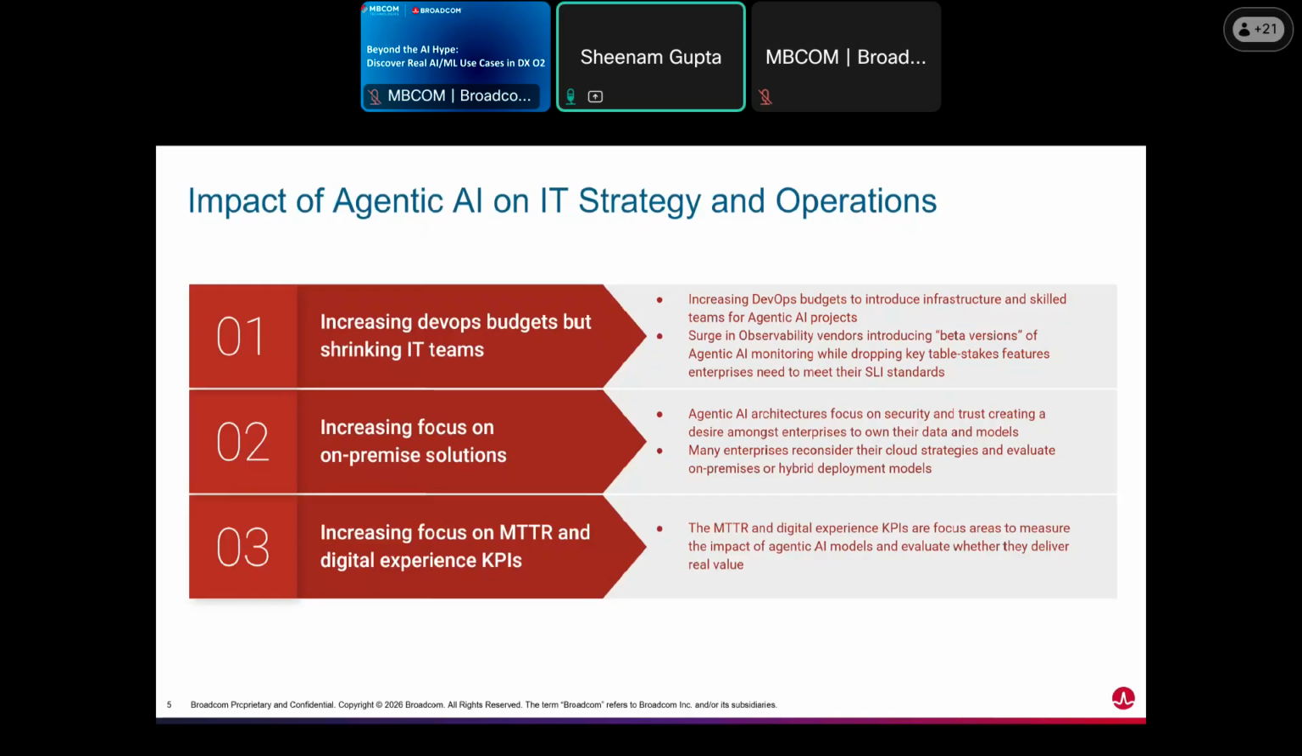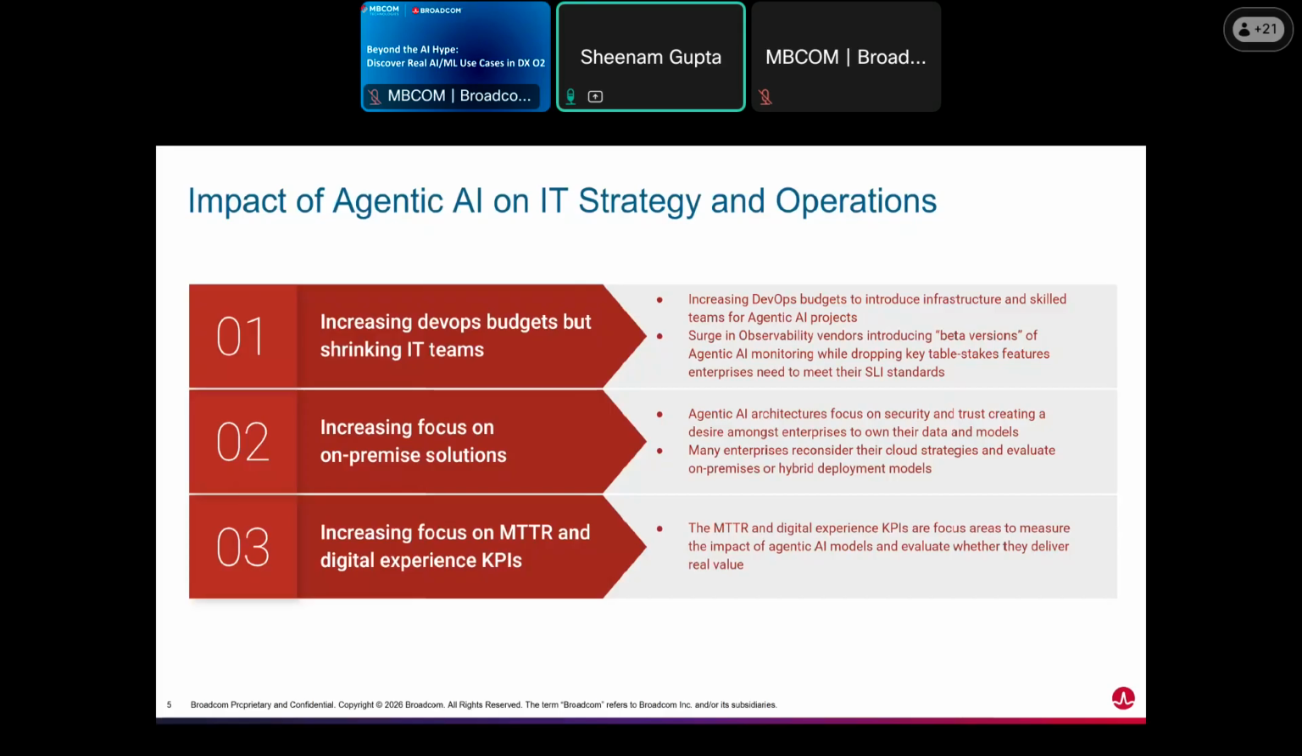And very importantly, something that we have heard from our customers is these vendors dropping the key table stakes features that are the foundational elements for monitoring and observability. They're being dropped in the haste of introducing the beta versions for agentic AI monitoring.